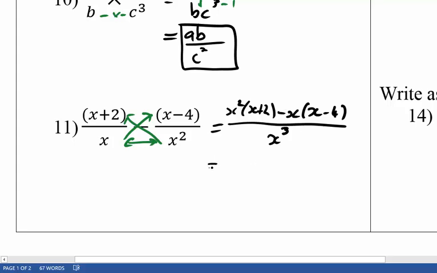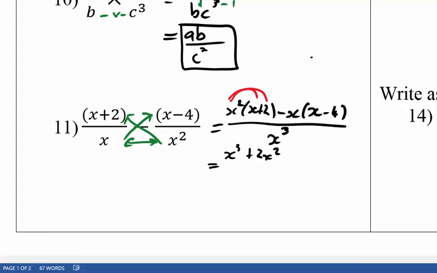Okay, so I now need to expand the brackets out just in case I can cancel things out. So I can go x cubed, because x squared times x is x cubed, and then x squared times positive 2 is plus 2x squared.